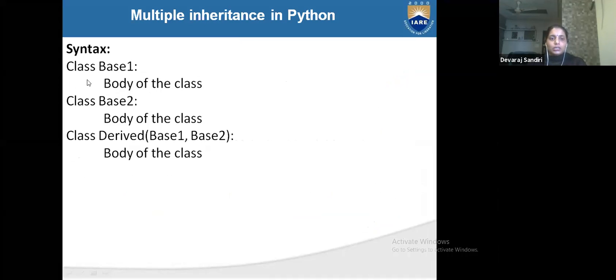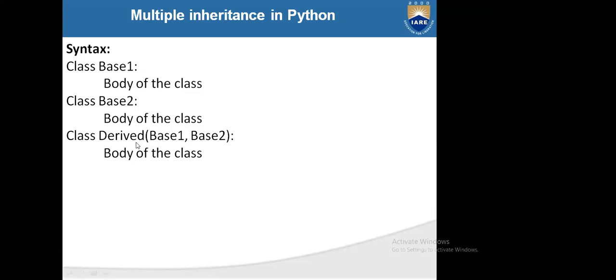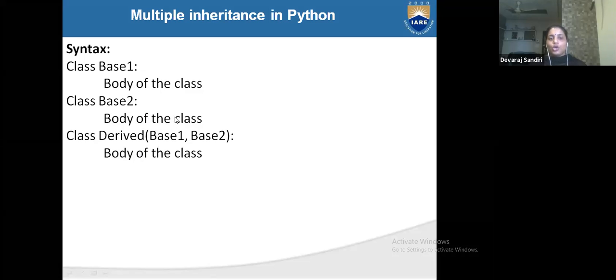Here, what is the syntax? Class base 1, class base 2, and then class derived, with base 1, comma, base 2 inside the parentheses, and then the body of the class. But if we write multi-level, class base 1, then class base 2 with base 1 inside parentheses, and for the derived class inside parentheses only base 2 we need to write. Then we can access both base 1 and base 2. No need to write both here.